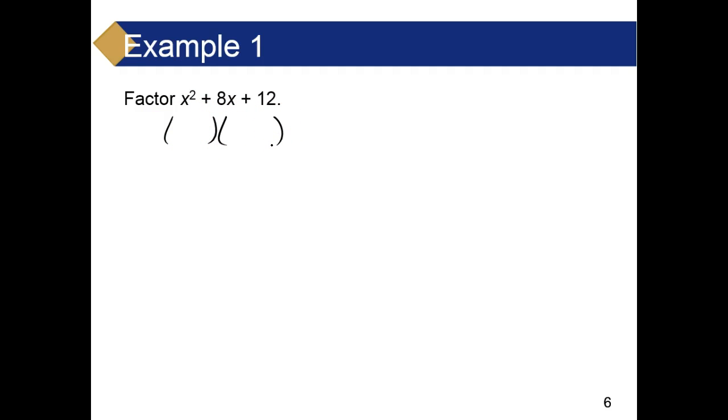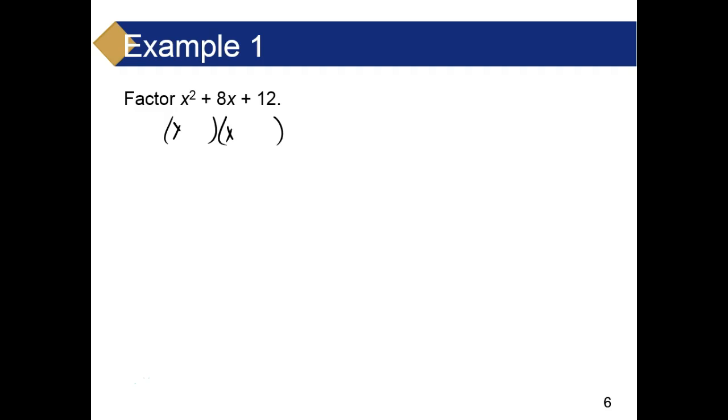So I'm going to put binomials in there. If I'm unfoiling, I start with the first. What's the only possible factorization of x squared? X times x. Okay? Write those down. See, this isn't bad.